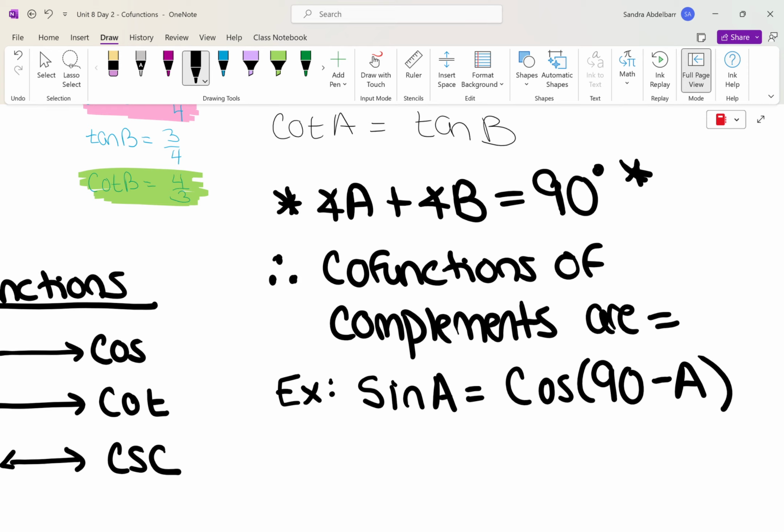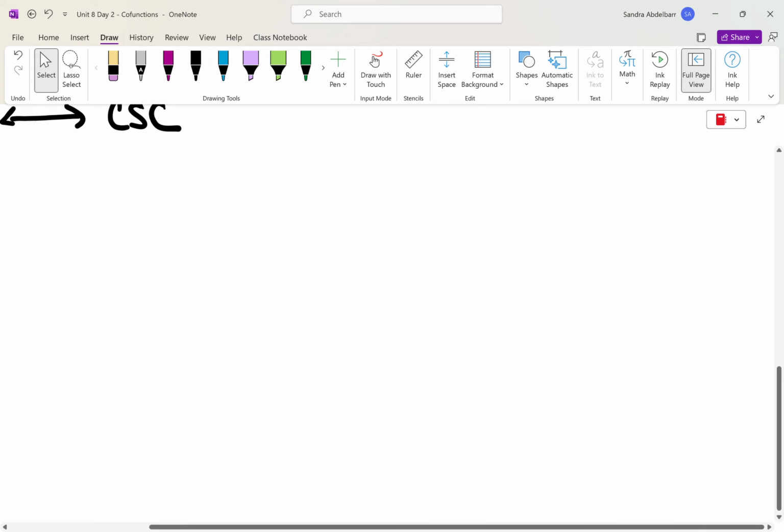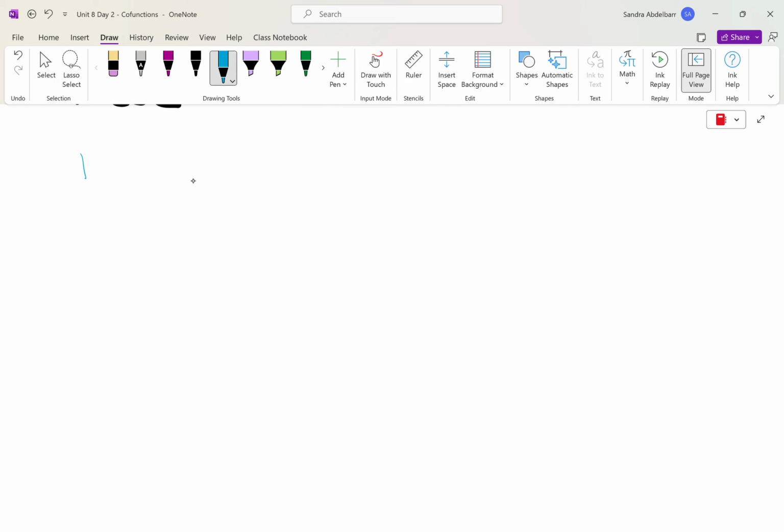All right, so why did I do all this? I'm going to show you. The purpose of all this is just to get to something super simple. So I want us to name the cofunction.